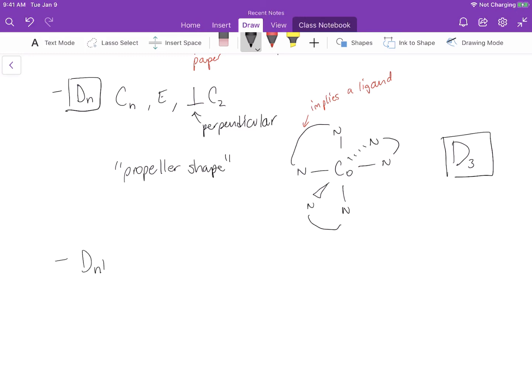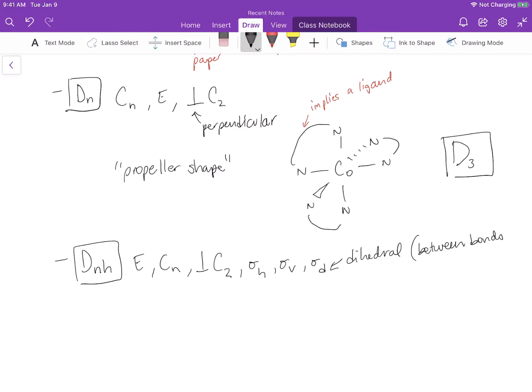We also have DNH. So this now has E, CN, perpendicular C2, sigma H, sigma V, and sigma D. So D stands for dihedral. Usually this is between bonds. So if you've already found two mirror planes, then you add in a dihedral. So usually this is through atoms.